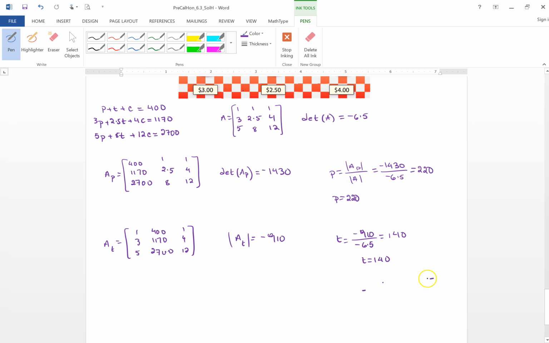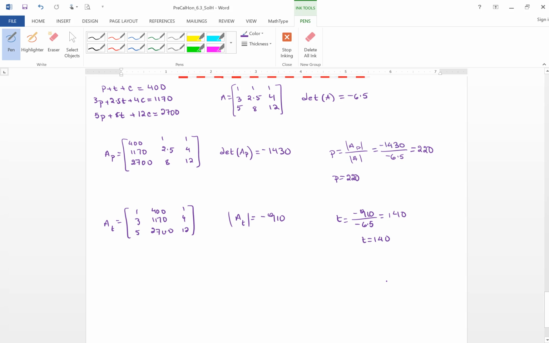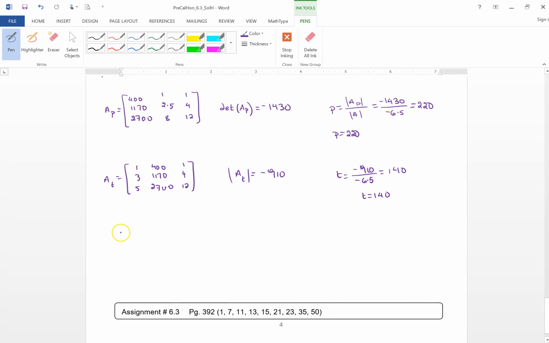Now, do I have to do this again? No. Why not? Because the total P plus T plus C was 400. So 220 plus 140 plus C is 400. So how many of those cheesecakes? 40. So that means I got 220 pies, 140 trifle, and 40 cheesecake.